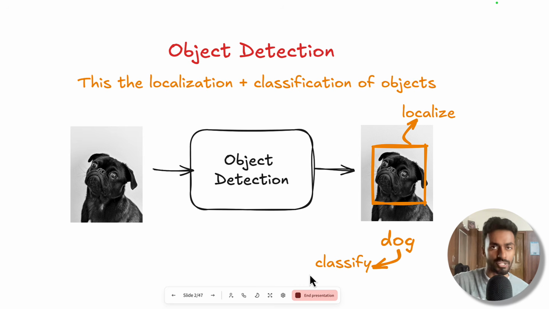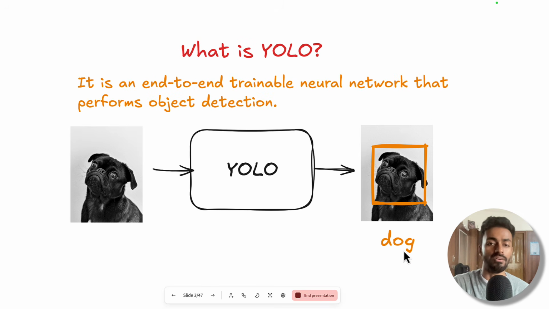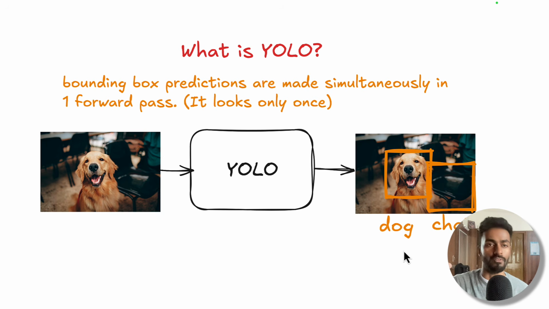So let's start our discussion off with object detection. It involves the localization and classification of objects. Localization: where is an object of interest? Classification: what is that object exactly? And YOLO is an end-to-end trainable neural network that does exactly this. For YOLO, we essentially create all bounding box predictions and all of these classifications in a single forward pass. And hence, it looks only once.